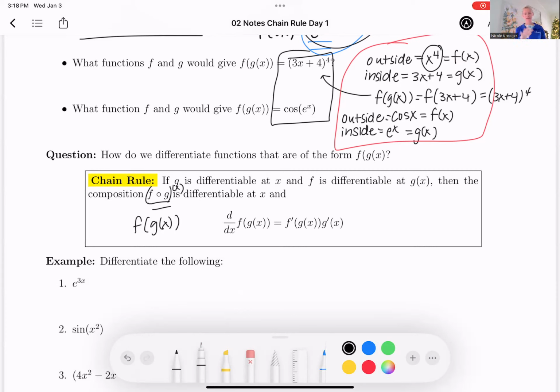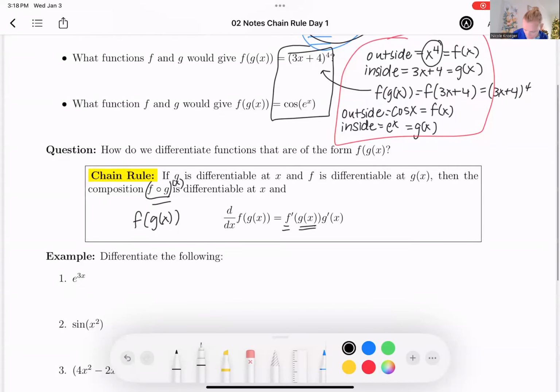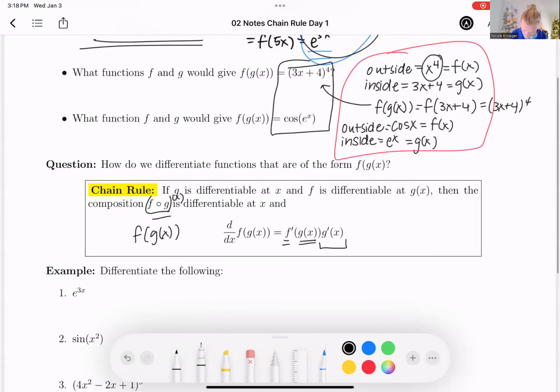So the chain rule tells us that to take the derivative of a composition of functions, I take the derivative of my outside function and I leave the inside function alone. Okay. And then I multiply all of that by the derivative of the inside function. Okay. That's interesting. Let's do this with one of the examples from above.